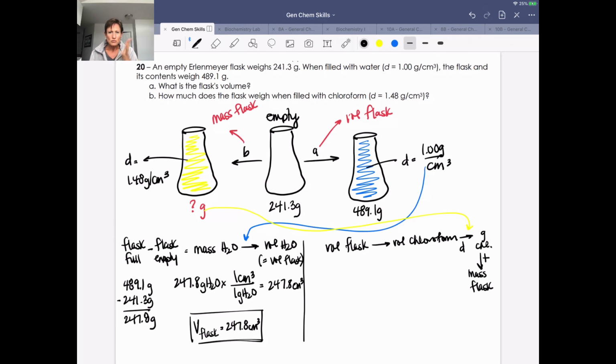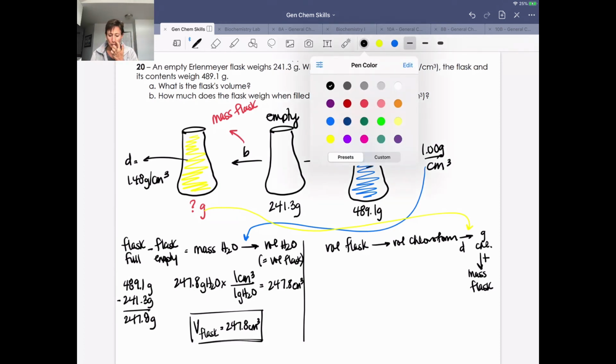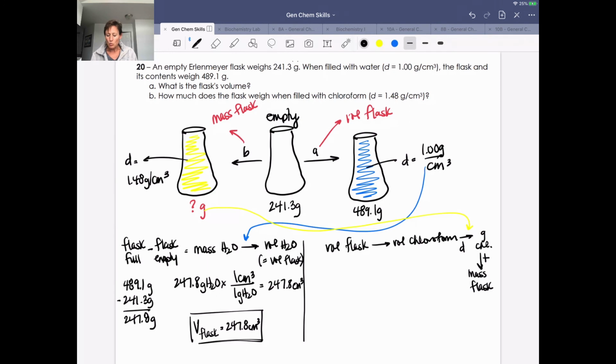Now we need to use that volume of the flask. Now we're going to know the volume of chloroform that will go in there. We can walk between the volume of chloroform and the mass of chloroform using the density of chloroform. And now that we know the mass of chloroform that's in that flask, we can add it back to the mass of the empty flask to get the sum of those two together. All right, so that's kind of walking through our map in words there, so let's execute that.